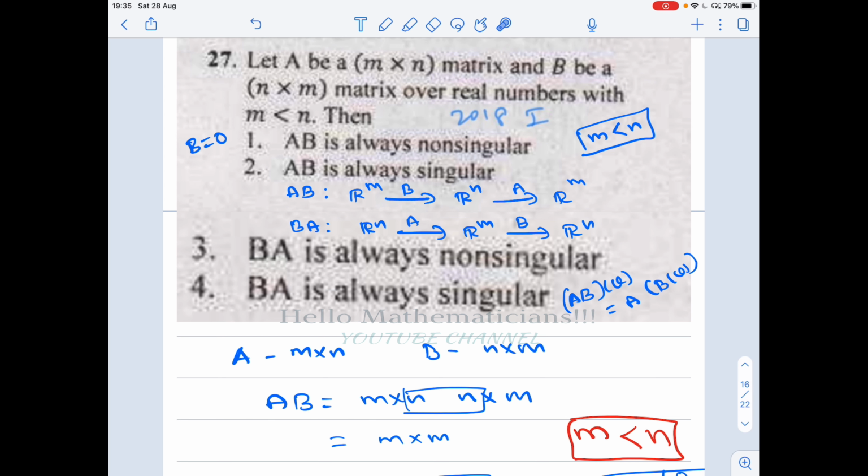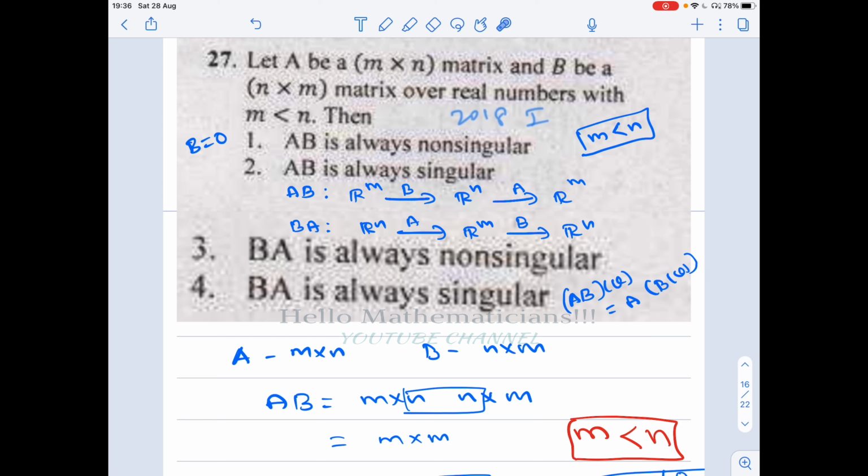If you notice, R power n has a dimension bigger than R power m because of this condition. So when you apply A to R power n, since the target has a smaller dimension, the image of R power n will decrease. It cannot be n here; it will be reduced. The image of R power n under the linear transformation A can be at most m, and m is strictly less than n.